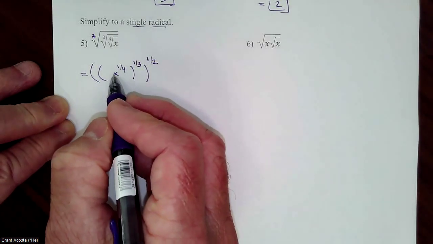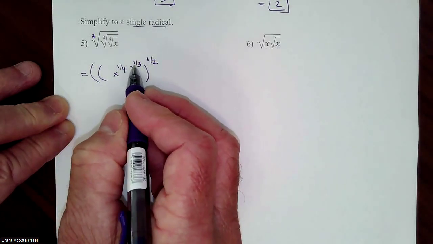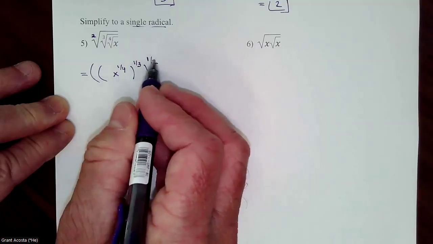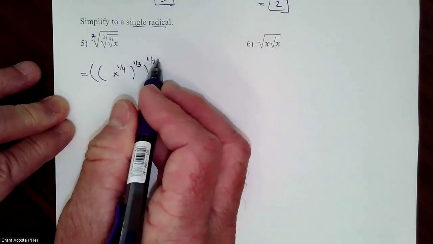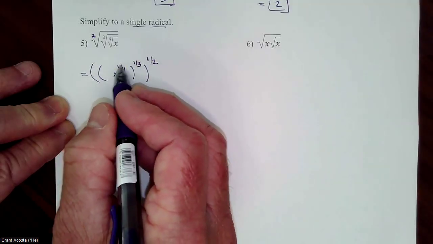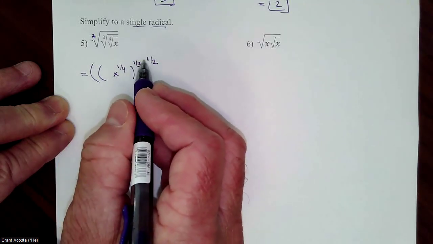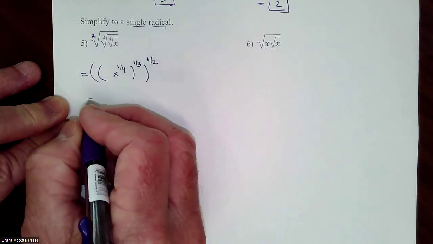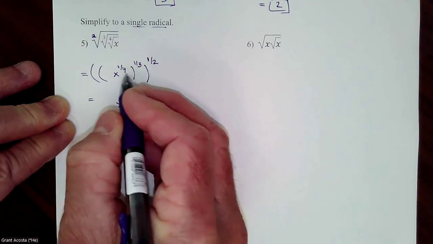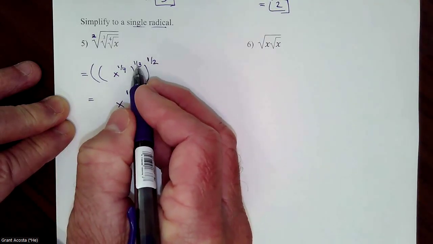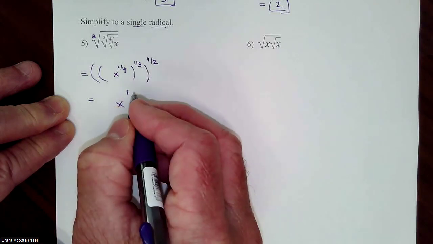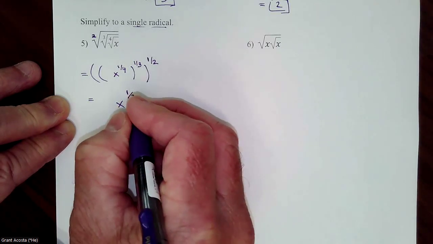And when you have a power raised to a power raised to another power, we multiply these exponents, multiplying just straight across. So 1/4 times 1/3 times 1/2, multiply the numerators. That gives me x to the 1st. Multiply the denominators, 4 times 3 times 2. 12 times 2 is 24.